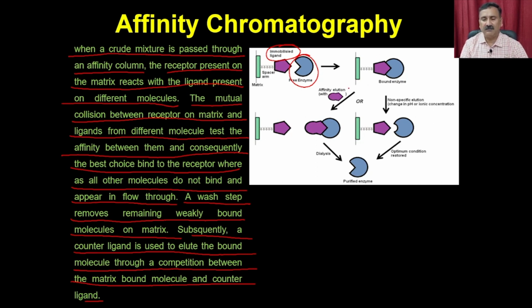Now at this stage you can have multiple options. Either you use a competitor, right? You can put in a similar kind of ligand, and it is going to compete for the enzyme which is bound to the matrix versus the free ligand, and that's how the enzyme will go and bind to the free ligand and be removed. The other option is non-specific elution, where you can change the pH or the ionic strength, and that's how it is going to break the interaction between the matrix-bound ligand and the enzyme, and elute out the purified enzyme.